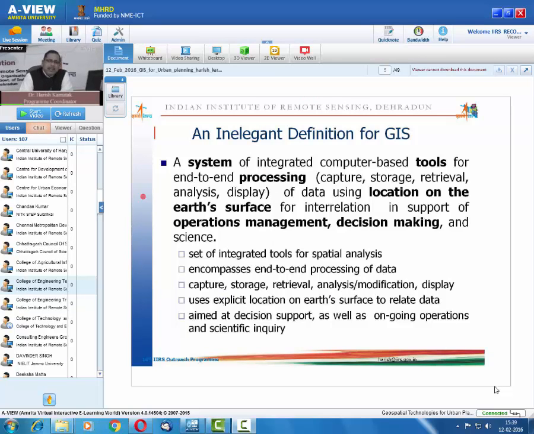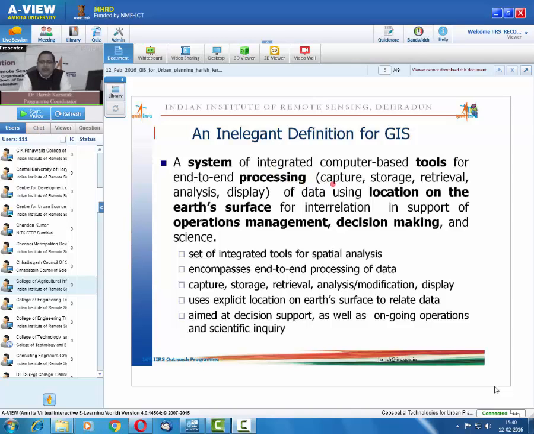Now let us look at a definition of GIS. If you search the literature, go to the library, or search the internet, you will get thousands of definitions of this technology. But the most appropriate one is that it is a system of integrated computer-based tools for end-to-end processing. When we say processing, it includes capturing of data, storage of the data, and also retrieval of this data as information. As you may know, processed data is known as information.